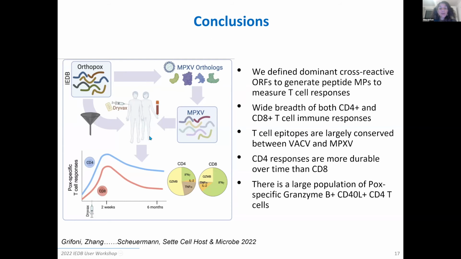Both pools, when tested in the context of vaccinated individuals, show a good T-cell response, particularly a stronger and more stable response for the CD4, and an interesting broader pattern of reactivity with a large population of granzyme B positive CD4 T cells that is interesting to investigate. So this was just one example of how you can combine IEDB and IEDB tools for a research project.